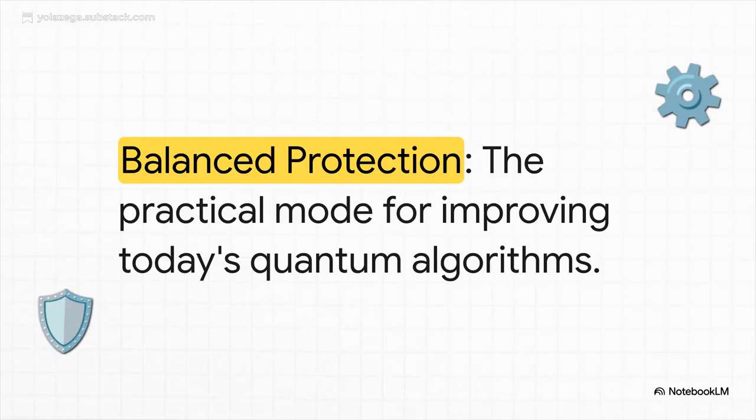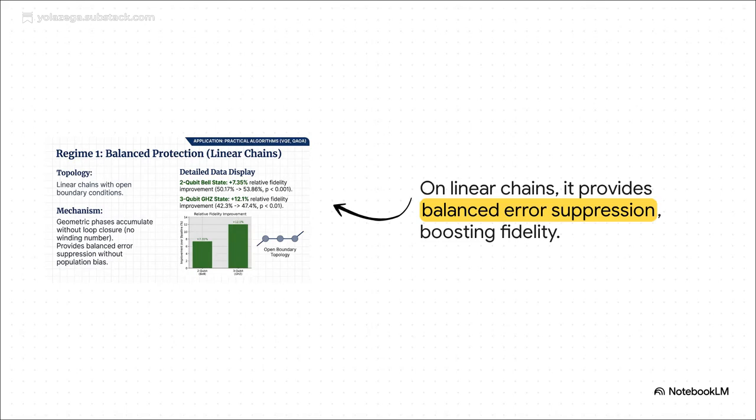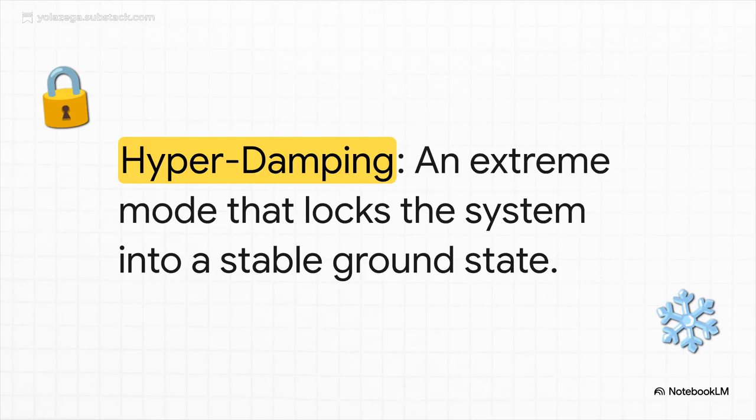Let's start with Mode 1, Balanced Protection. This is the one you'd likely use for running actual quantum algorithms. So, what happens when you arrange the qubits in a simple line? The Y sequence gives you this balanced error suppression, and the results are pretty impressive. We're talking a 7.35% improvement for 2-qubit states and a solid 12.1% for 3-qubit states. And remember, this is a real, measured boost in performance with 0 changes to the hardware. That's a huge win.